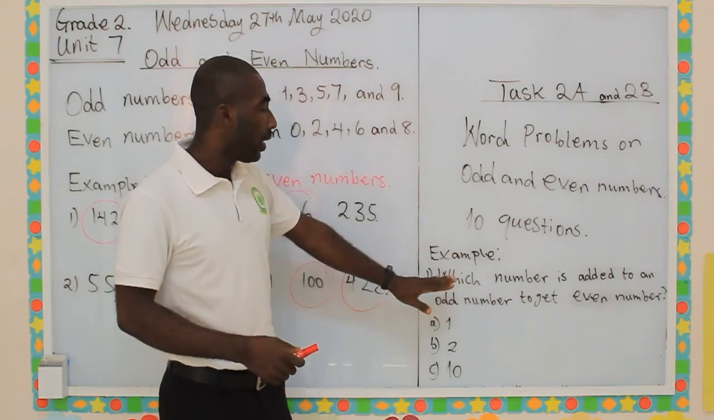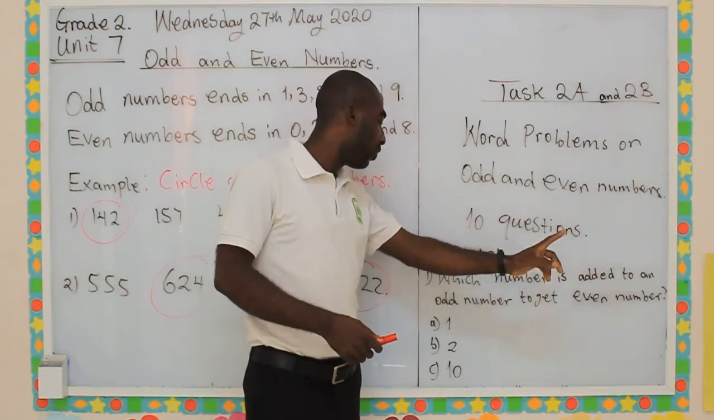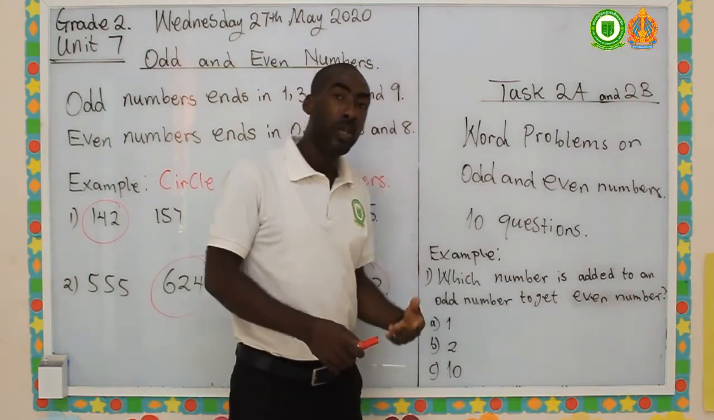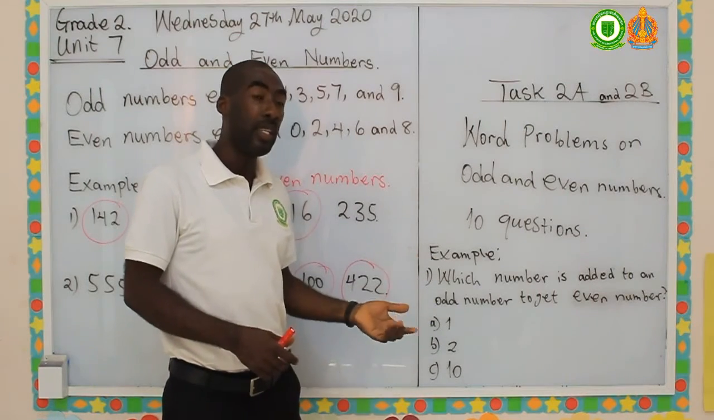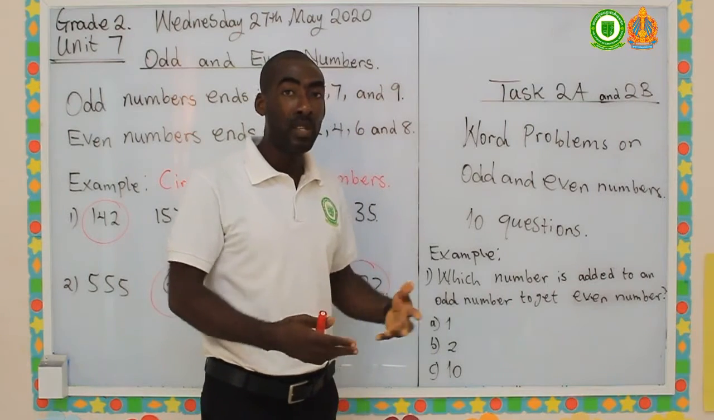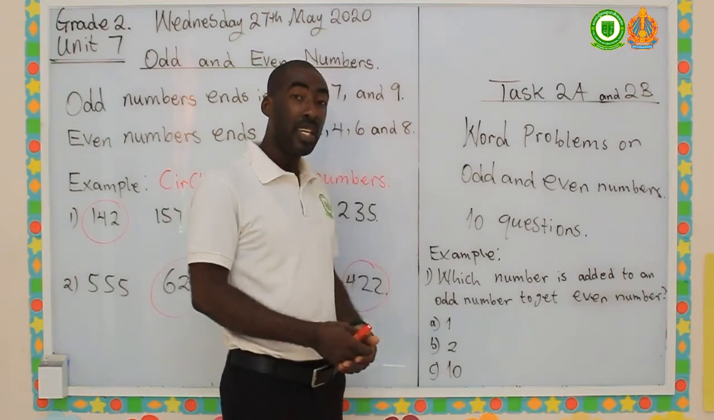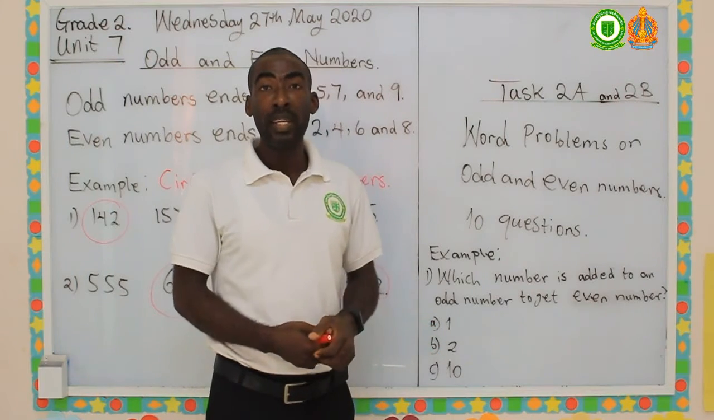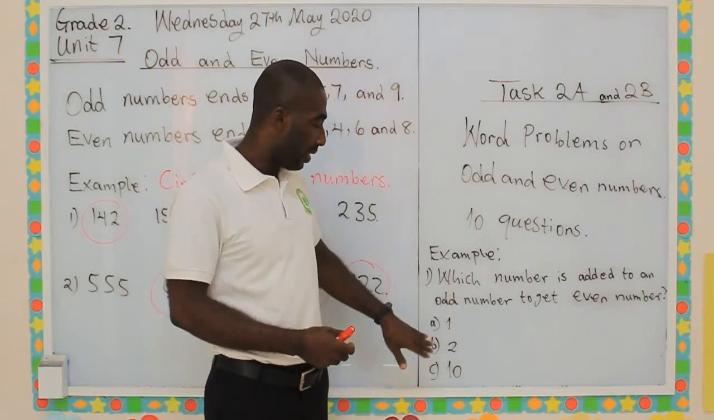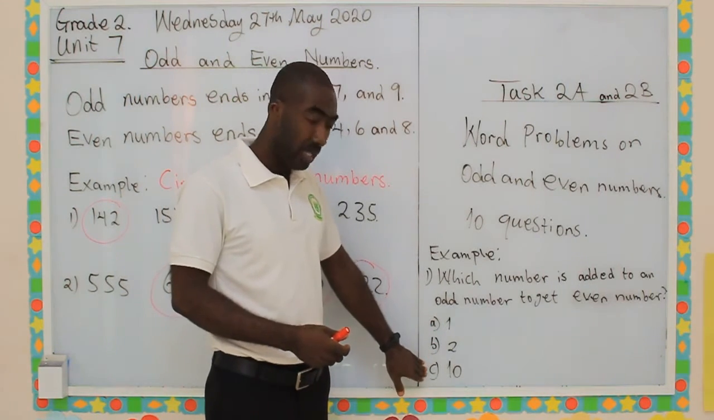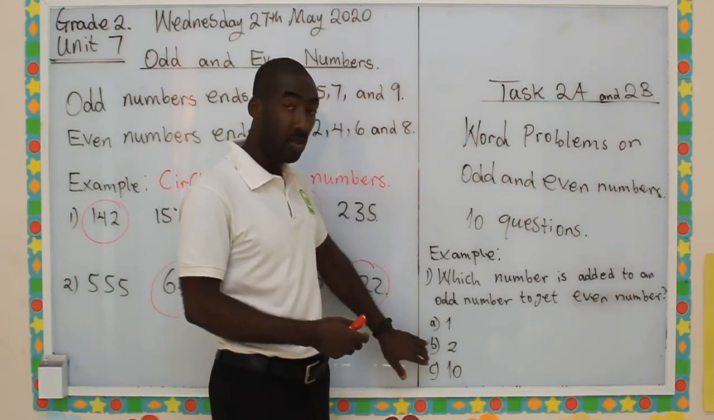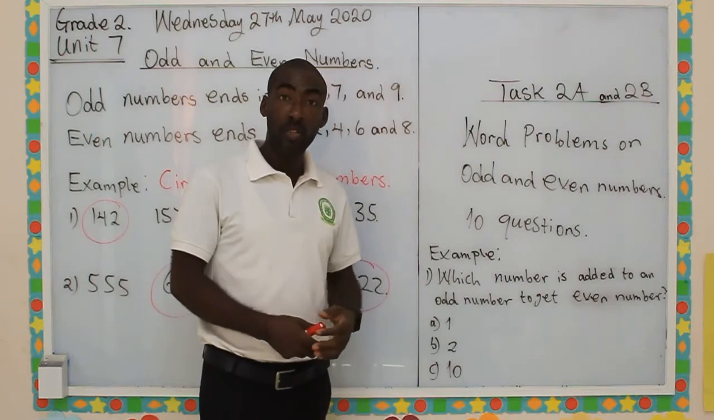The example says: which number is added to an odd number to get an even number? So it means that you have an odd number already, and which of these possible numbers can you add up? When we say add, it means plus. So which of these numbers can you possibly add up to get an even number? Is it A, B, or C? These are the questions that you're going to find in task 2. It is up to you to choose the correct answer to complete your statement.